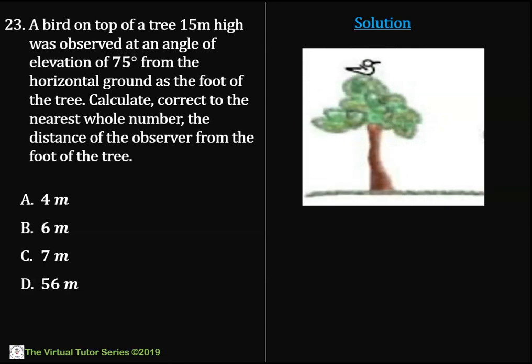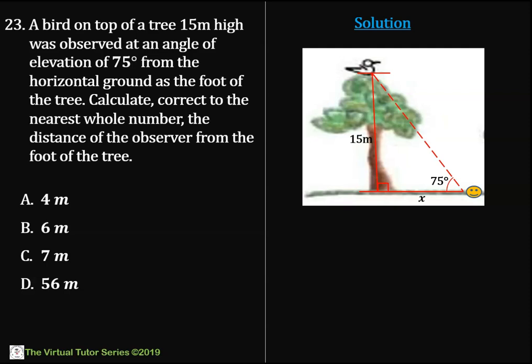We are told that the tree is 50 meters high. The angle of elevation is the angle between the line of sight to an object above the observer, in this case the bird, and the horizontal line. This is given as 75 degrees. Now, let's use x to represent the distance between the observer and the foot of the tree.